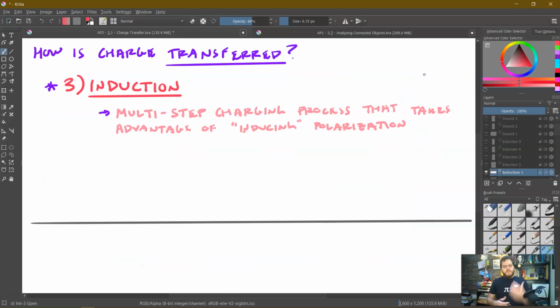But this process of polarization actually gives us a third way to transfer charge, which is charging by induction. Now this is a multi-step process that takes advantage of inducing polarization within an object. That's why it is induction.